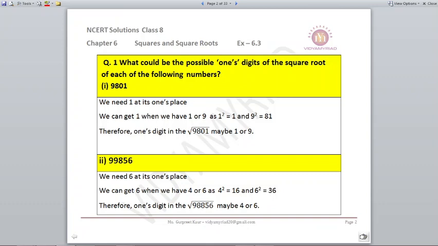Next number is 99856. Now we need 6 at the end. Where can 6 come? 4 into 4, 16. 6 into 6, 36. So the square root of 99856 may have 4 or 6 at its ones place.